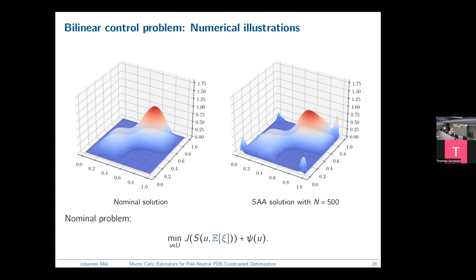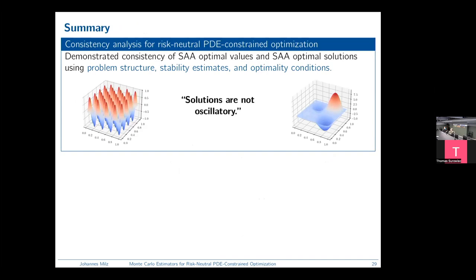Okay. Now I would like to summarize my talk. So we have talked about consistency analysis for risk-neutral PDE constraint optimization problems. And this has been made possible by exploiting problem structure, which I called hidden compactness. And there are PDE stability estimates involved, and also optimality conditions. And optimality conditions also involve gradient computations. And what we have done on a less technical level is formalize the fact that solutions are not oscillatory, in a sense.